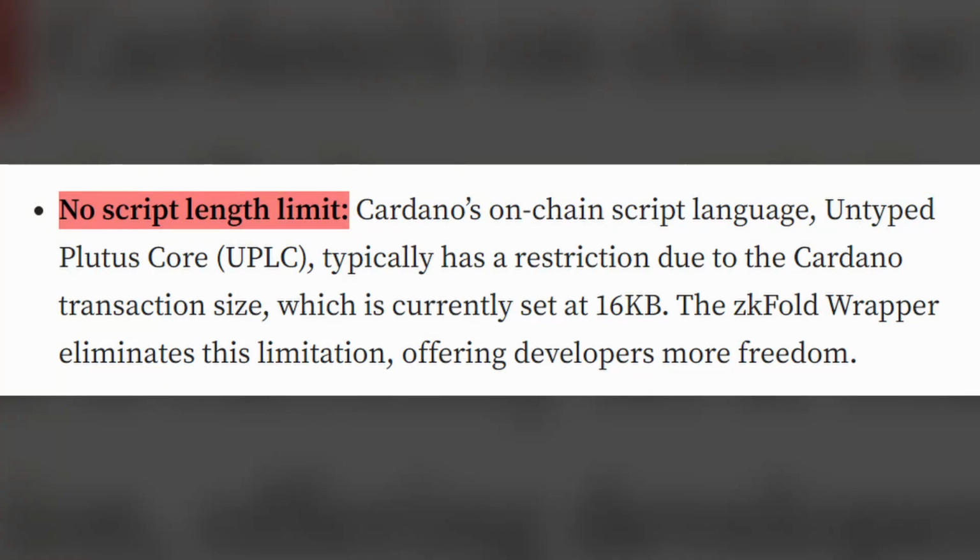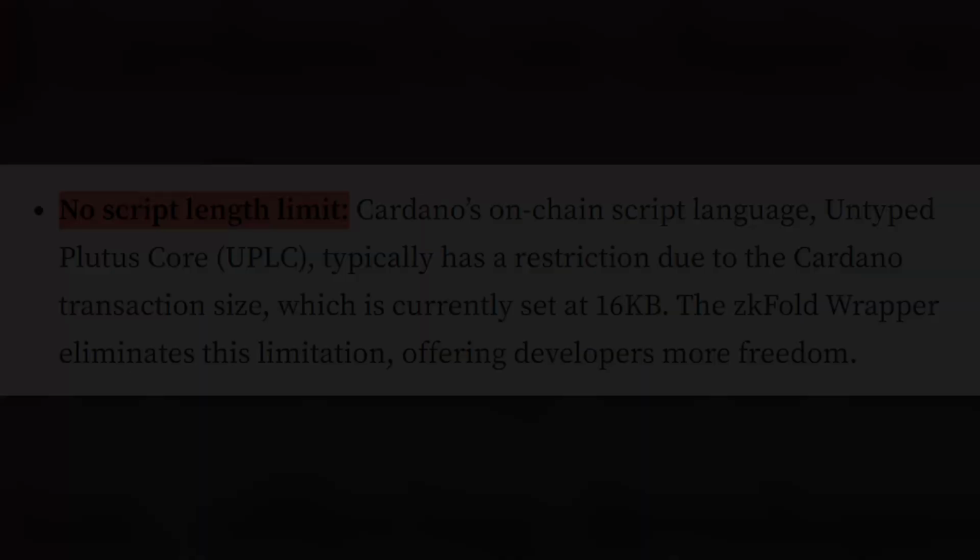Number one, when it comes to ZKFold, which you guys are going to be releasing your wrapper feature, it states that there's going to be no script length limit. Do either one of you mind explaining exactly what that means and what it's referring to when talking about script limits? Yeah, sure. As you might know, there is a limit on the transaction size on Cardano.